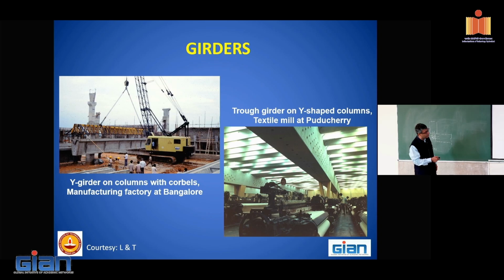This is for a textile mill where the humidity and temperature control were the prime requirements. They provide the duct inside the beam and you can see these holes which are actually for the air conditioning air. Okay. And please note that this voided girder is supported by Y columns.